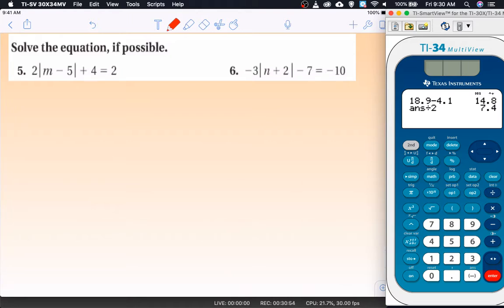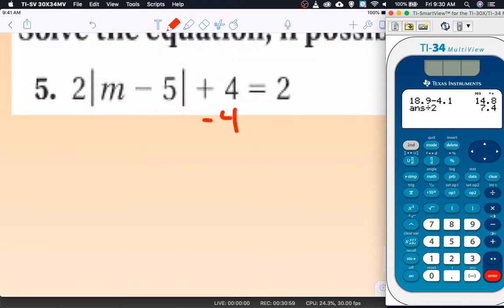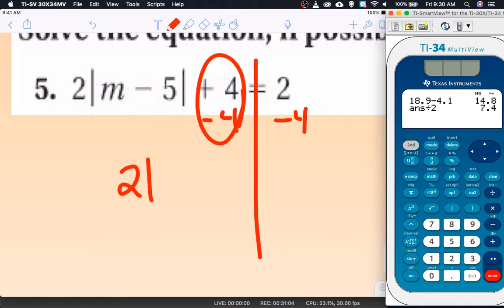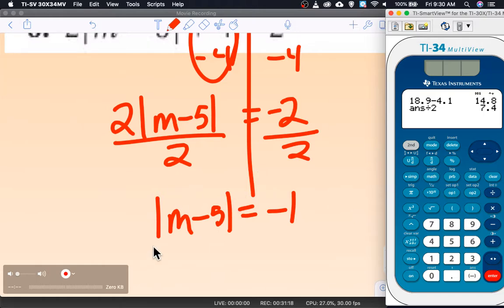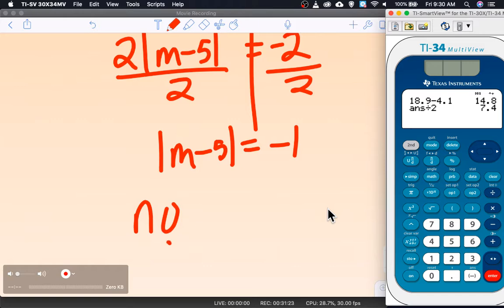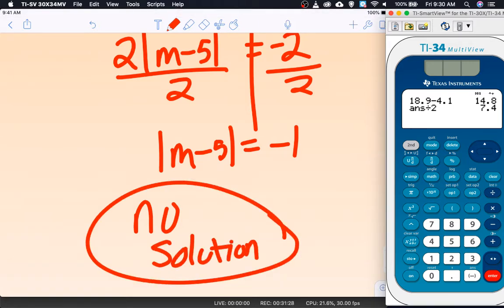All right, let's just do the first one first. I'm going to subtract 4 on both sides. I'm trying to get the absolute value by itself. 2m minus 5 equals negative 2. When I divide by 2 on both sides, we get absolute value of m minus 5 equals negative 1, and this has no solution. Absolute value cannot equal a negative number. No solution. That's my answer, is that there is no answer here.